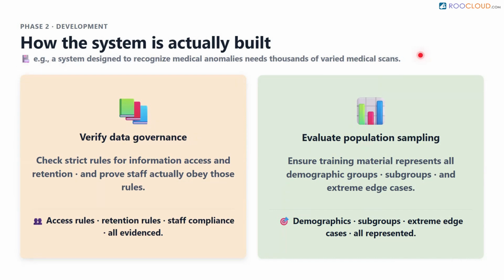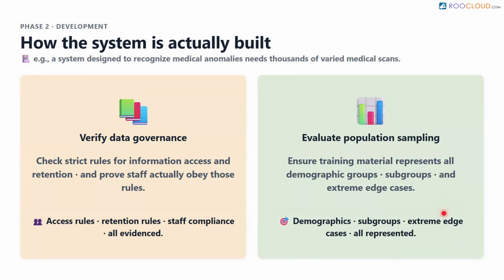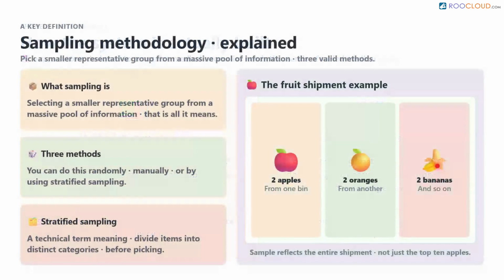You must verify data governance, which involves checking if the organization has strict rules for information access and retention, and proving that staff actually obey those rules. Then you evaluate full testing and population sampling to ensure the training material perfectly represents all demographic groups, subgroups, and extreme edge cases. Let us clarify a concept called sampling methodology.